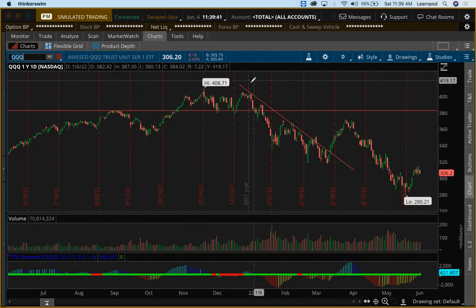Okay, so that's essentially what I want to share with you all with regards to using this indicator called the TTM Squeeze, and this is how we can use the TTM Squeeze effectively for our trades to understand momentum. The TTM Squeeze is a very, very strong momentum indicator.